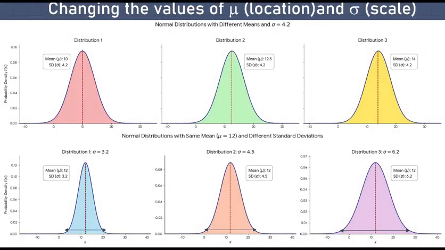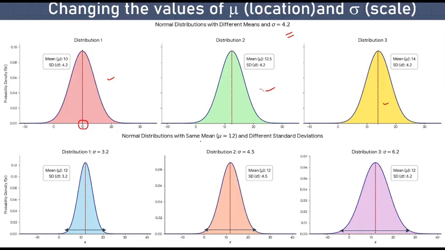Okay, let us go to the next one. Now let us see what happens when we change the mean and the standard deviation. In this example, we have kept the standard deviation fixed at 4.2. You see this one also has standard deviation 4.2, and this one also. But if you look at the mean, here we have taken the mean at 10. So here you see your distribution having its peak at around 10.